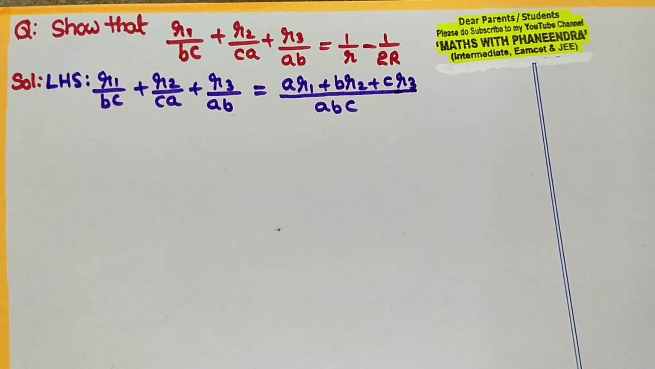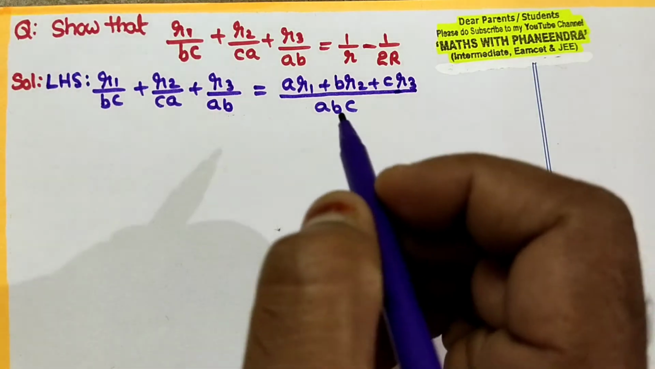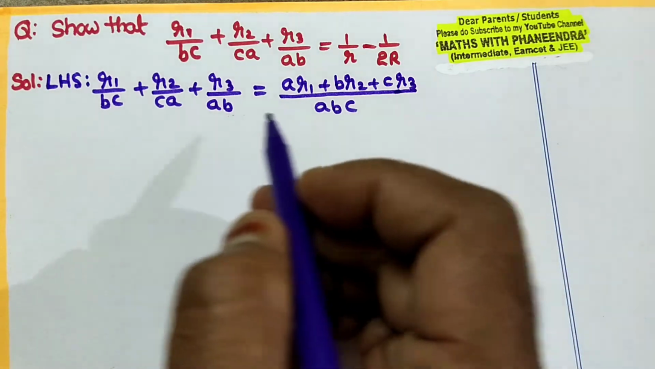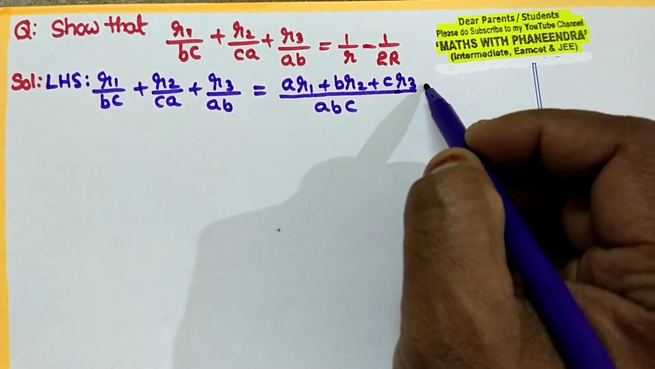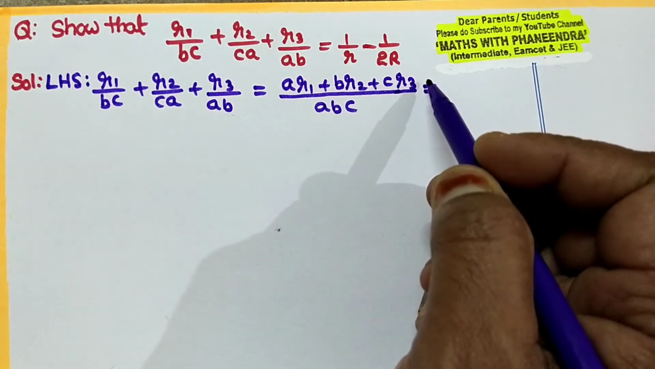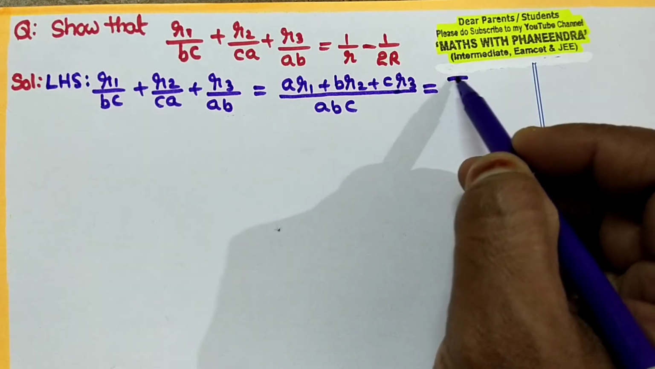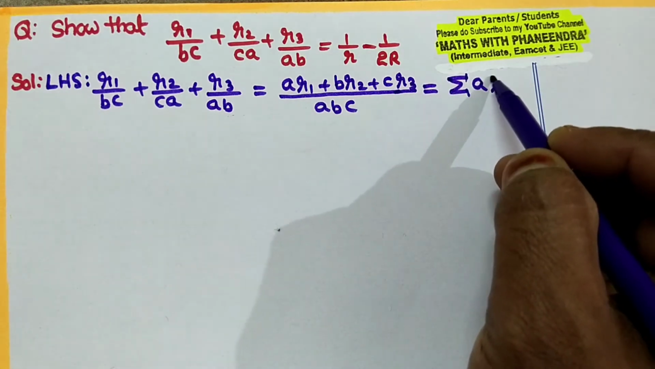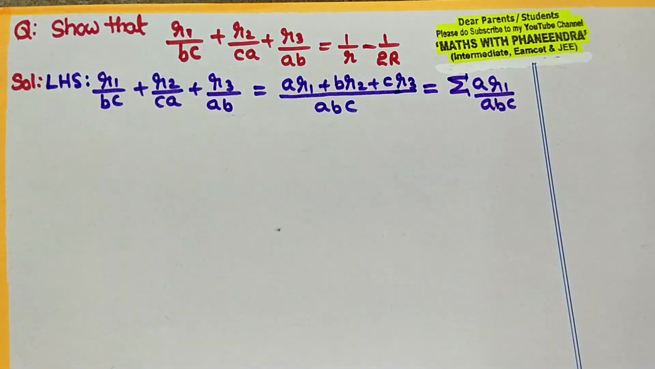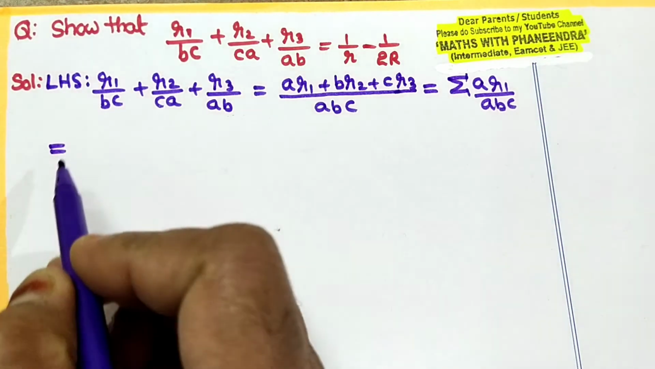This can be written as, ABC, the lengths of the sides of the triangle, we can take outside. The numerator AR1 plus BR2 plus CR3 we can write as sigma AR1 divided by ABC. If you remove the sigma, the meaning of sigma AR1 by ABC is AR1 plus BR2 plus CR3.